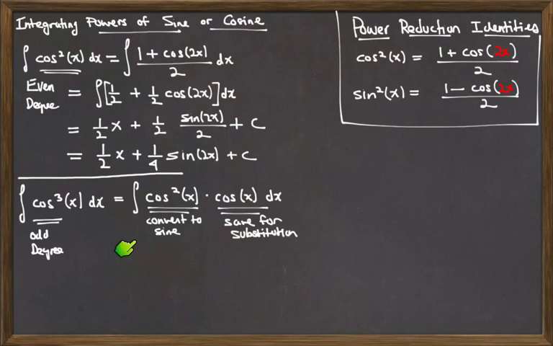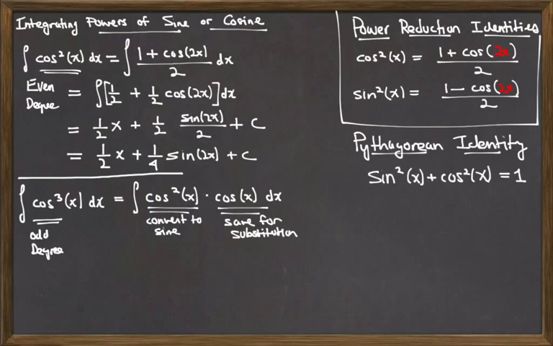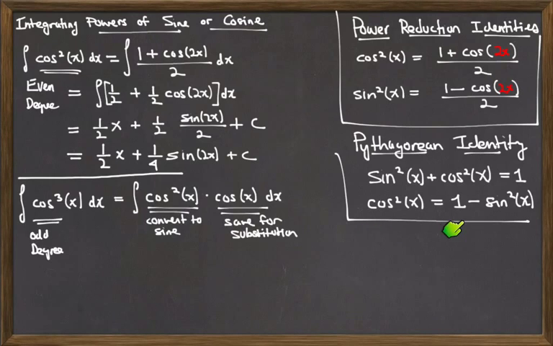The identity that I need to convert the cosine squared of x to sine is just the familiar Pythagorean identity. It says sine squared plus cosine squared should be equal to 1. And I'm going to solve this for cosine squared of x. Cosine squared is 1 minus sine squared. So I'm going to replace the cosine squared, the even power, with 1 minus sine squared in my integral here. And we'll have the integral of 1 minus sine squared of x.